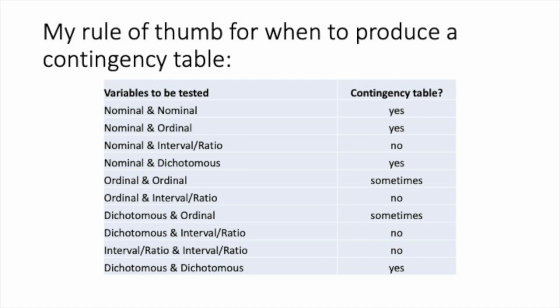And the reason why I have sometimes here is because it really depends on the number of categories you have in your ordinal variables. Ordinal variables can get pretty big, and they can have a lot of categories. So if it's going to be cumbersome to have a contingency table, maybe you wouldn't make one. But I think in most cases for ordinal variables, we would have a contingency table. Okay, so this is just a rule of thumb, something for you to refer to when you're making a decision about whether or not a contingency table is appropriate for whatever example you're using.